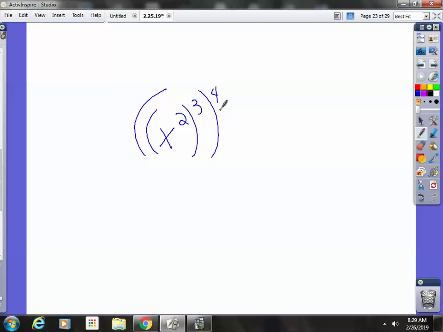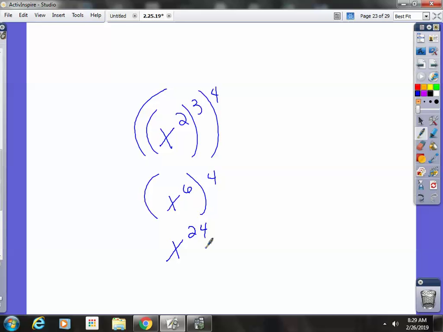What if we had something like that? I can see them giving you that on the EOC. What would you do? Can you guess this? 2 times 3. Yeah, just multiply. Power to power to power. 2 times 3 is 6. So we could think of that as x to the 6th to the 4th power, which then what would we do? It would be x to the 24th. We'll get more into examples like that a little bit later.